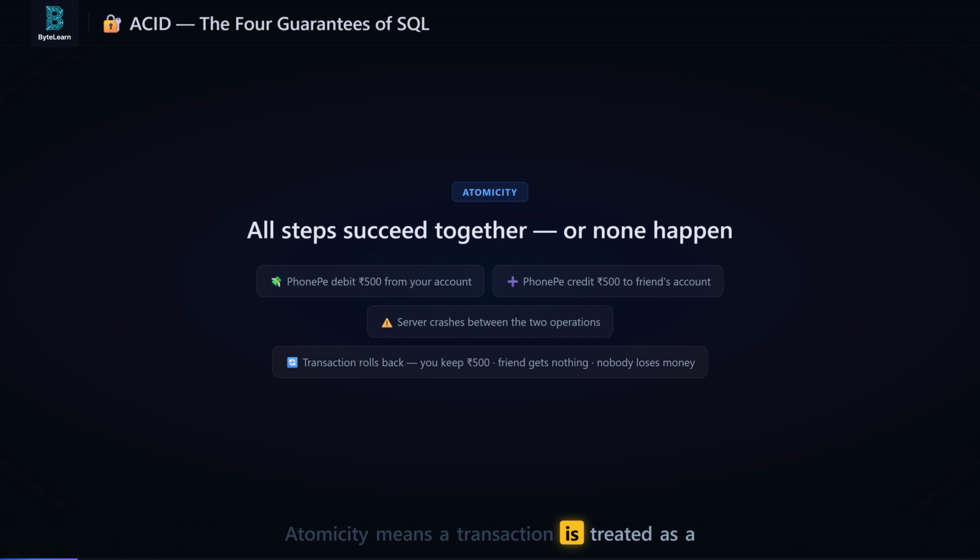Atomicity means a transaction is treated as a single indivisible unit. When you send money via PhonePe, two things happen. Your account is debited and your friend's account is credited. Atomicity guarantees that if anything fails between those two steps, the whole transaction is rolled back as if it never happened. No half transactions, no money disappearing. Either both happen or neither does.